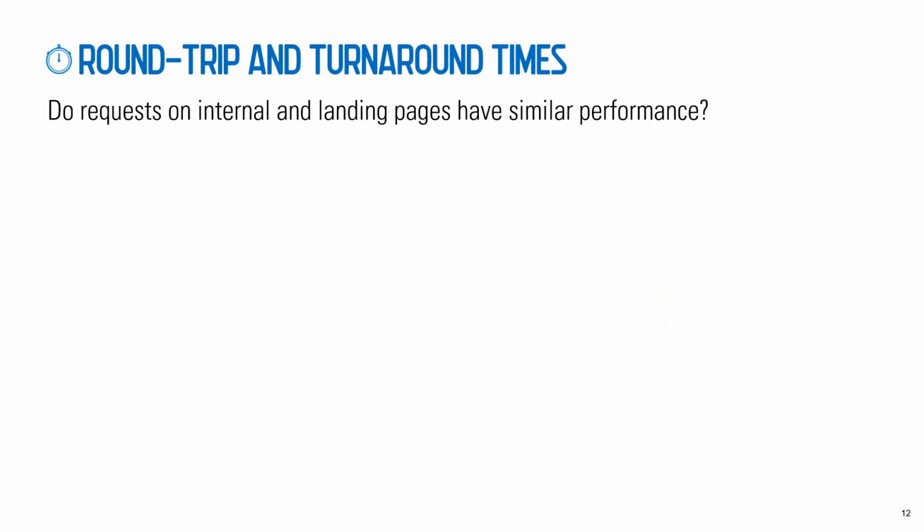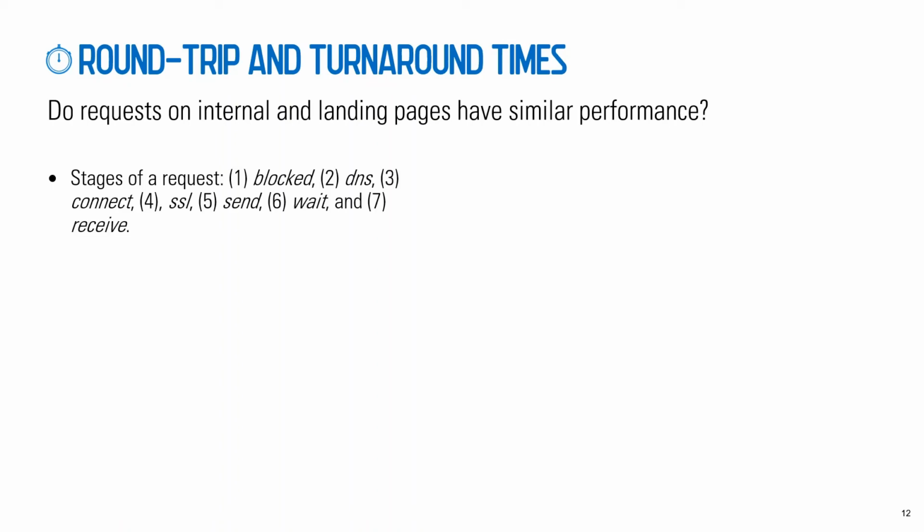In this comparison, we explore the performance of individual requests on internal and landing pages. The life cycle of a request is divided into 7 steps. First, the request may be blocked for some time because the browser is busy. The second step is DNS resolution, unless it's cached already. The third and fourth steps consist of TCP and TLS handshakes. Then, send is the time it takes to send the request with any and all headers and data.